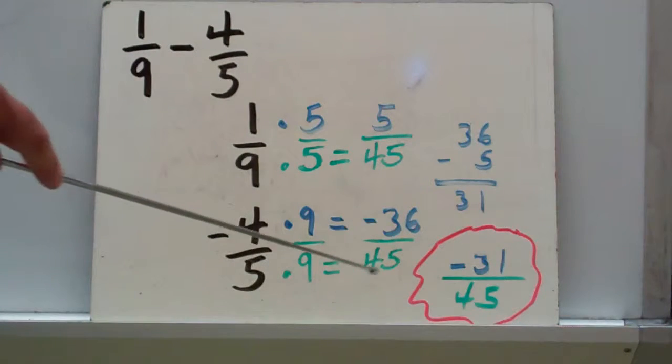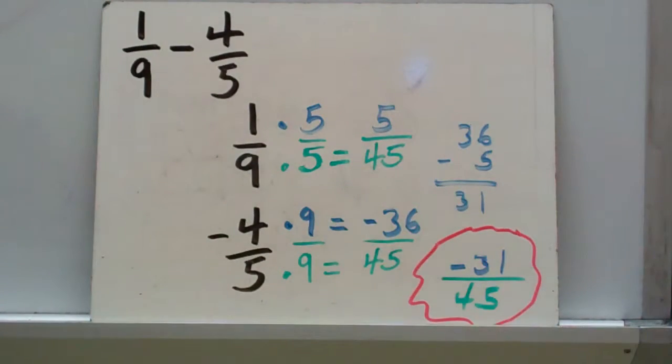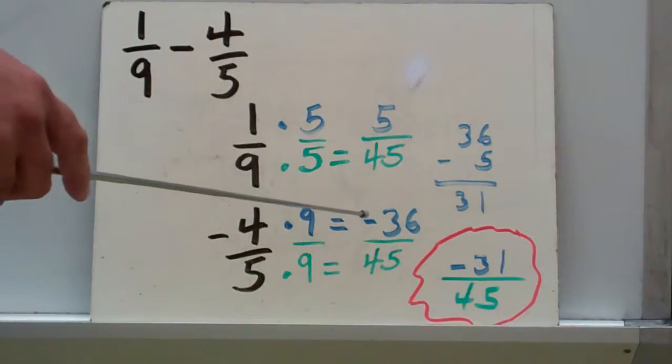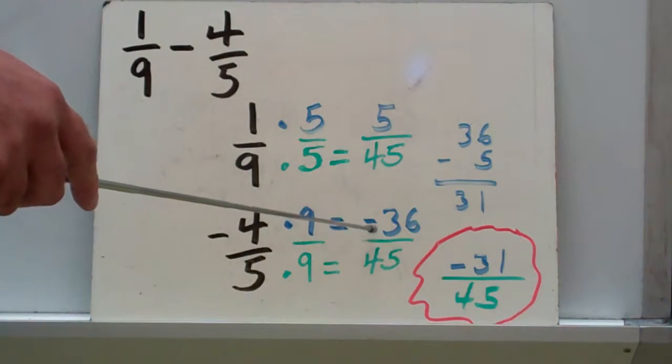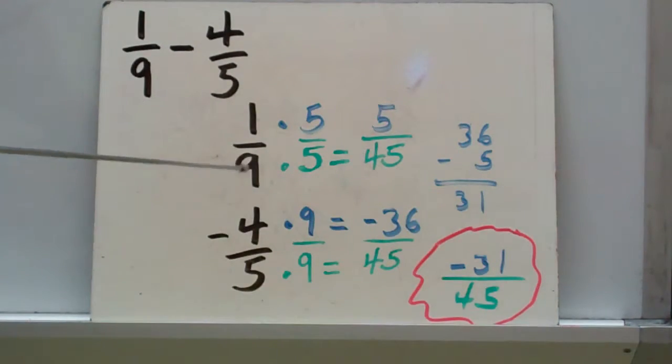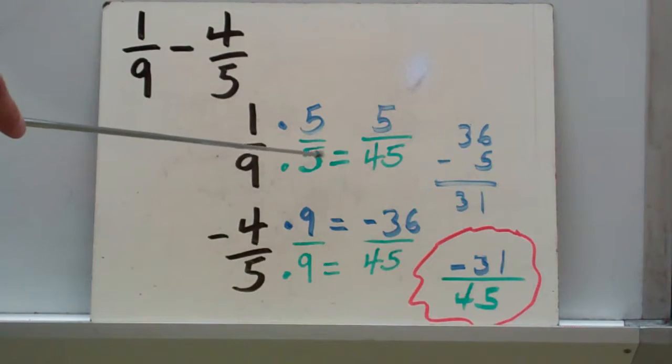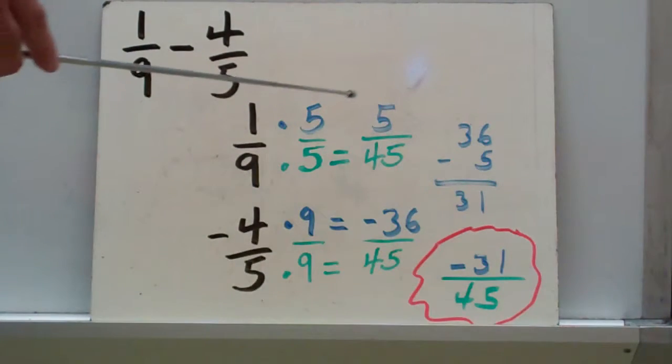So 5 times 9 is 45, and again, whatever I did to the bottom of the fraction, I need to do to the top. So 4 times 9 is 36, and since this is a negative, we'll put that negative sign right next to the 36. So 9 times 5 is 45. Whatever I do to the bottom of the fraction, I need to do to the top. 1 times 5 is 5.